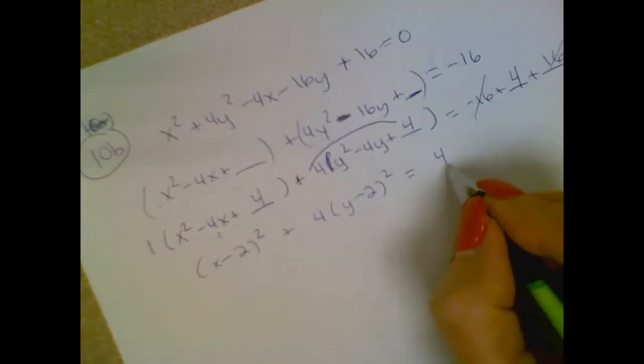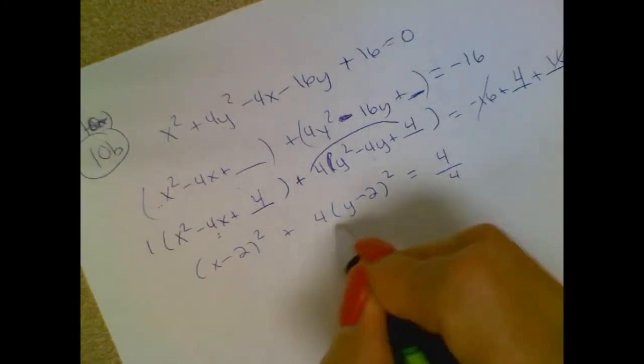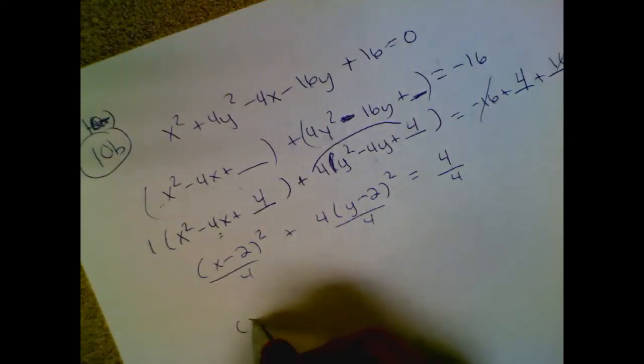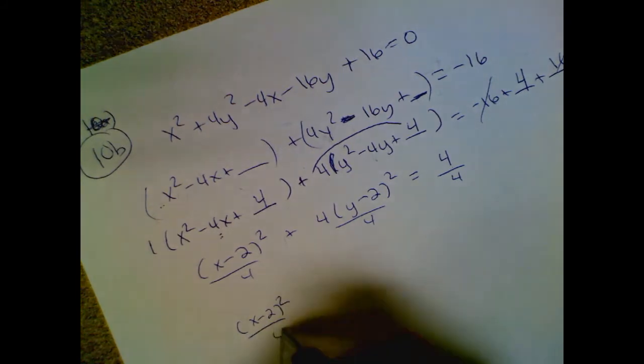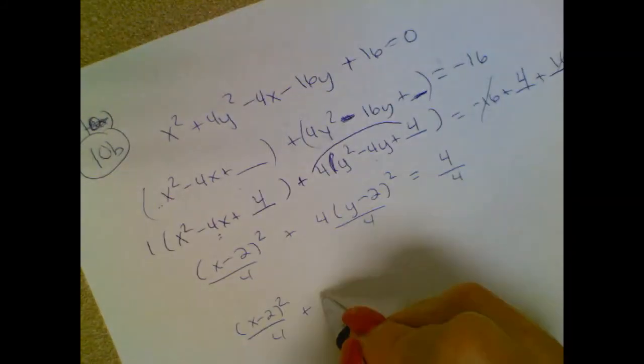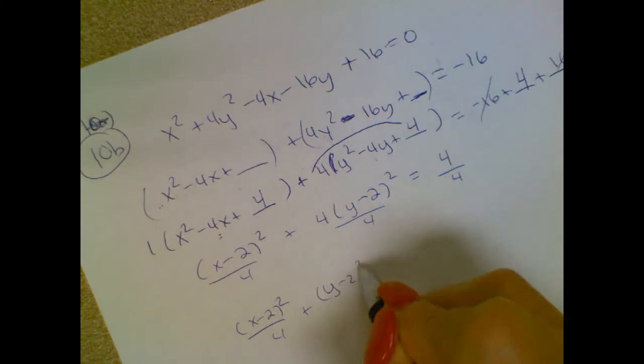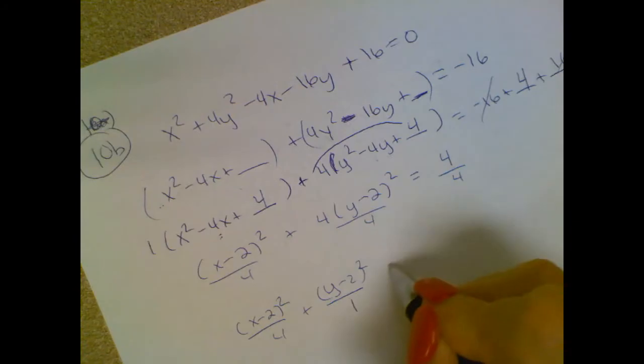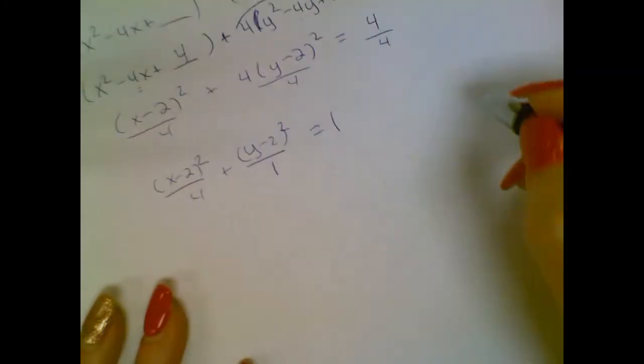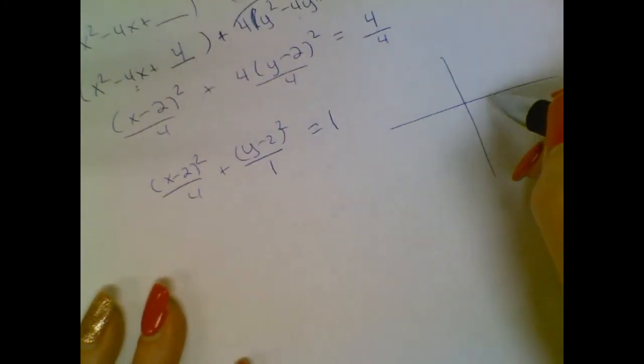Now, we need to make this standard form, so we need this to be a 1. So we're going to divide everything by 4. Now, 4 divided by 4, those are going to cancel. So this is going to be y minus 2 squared over 1 equals 1. So the center would be 2, 2.